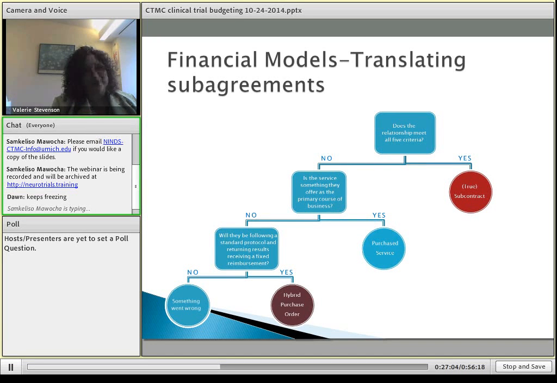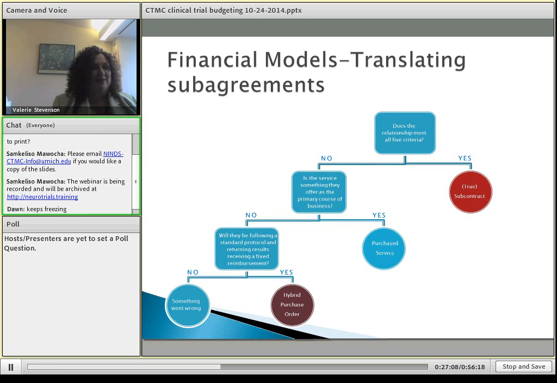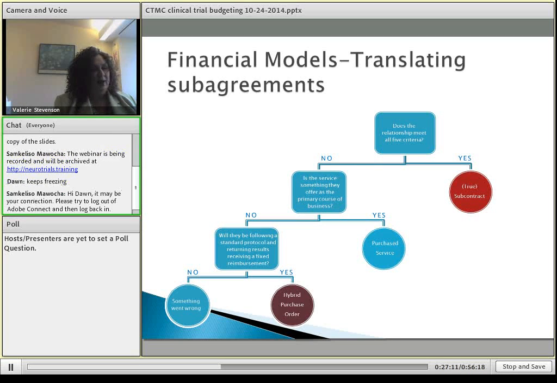So I just put this slide on here when we're thinking about different financial models. Does the relationship meet all the 5 criteria? If it doesn't, then we would follow the algorithm. Will they be following a standard protocol? And if they're following a protocol that could be conducted at multiple sites, then it's okay to pay them through a milestone payment versus a subcontract. If they're meeting all the 5 criteria, then it'd be a subcontract. And I just have that little bubble down there. If you get to no at the end and something's wrong, you probably haven't answered the question in the best way. But usually people will fit into these 3 different categories.